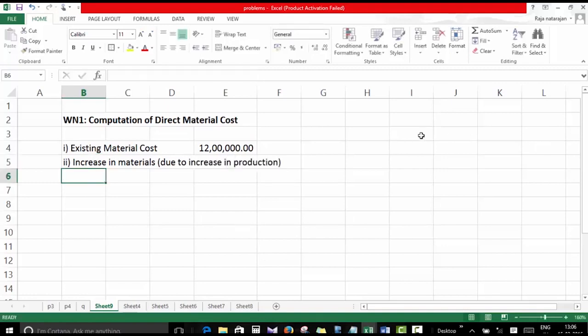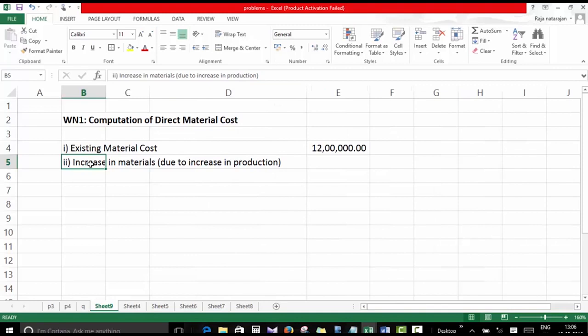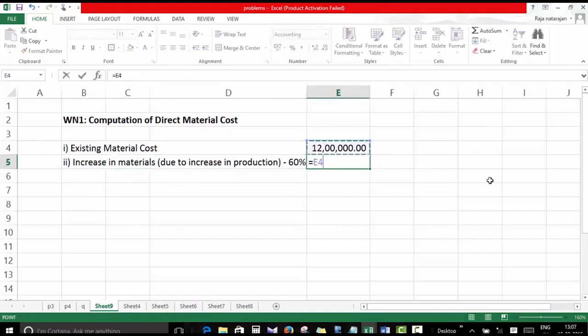And what is the expected increase? 60%, right? The expected increase is 60%. So let me mention that also, hyphen 60%. So that is going to be 12 lakh into 60 percentage. So since the volume is going up, your material will also go up. You will have 7 lakh 20,000.